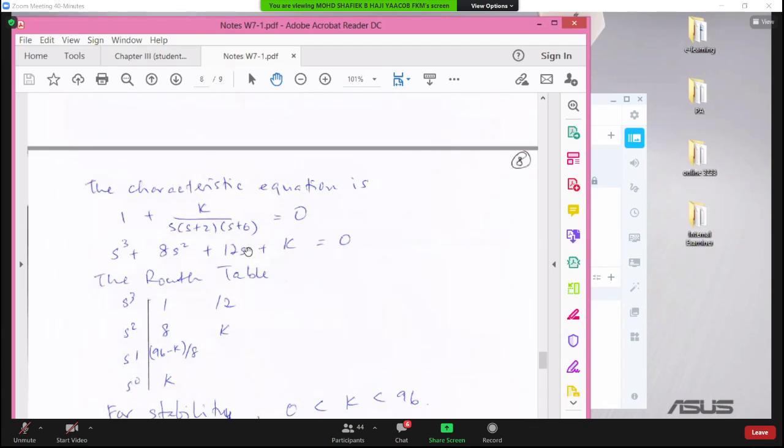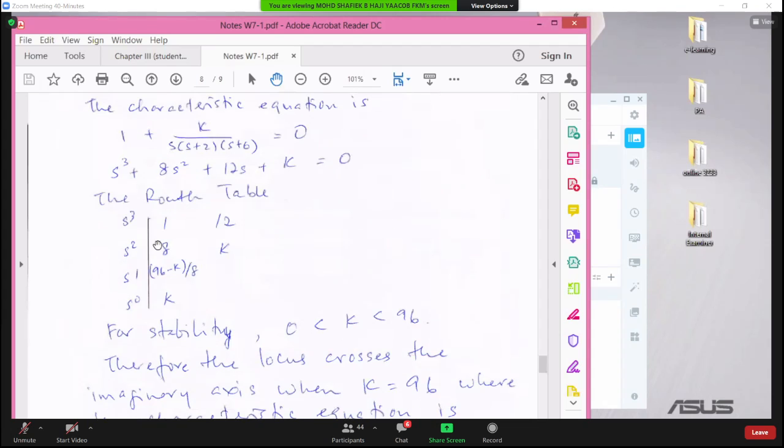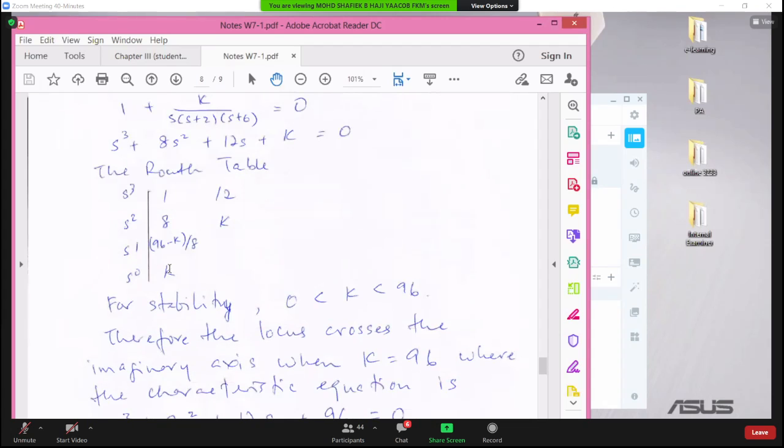This is the characteristic equation, 3rd order, and now you develop the Routh table. Fill in the first 2 rows using the coefficients of the polynomial. So there's 1 and 12. The second row, you go 8 and k, and then fill in the rest of the coefficients. Then for stability, you can determine the value of k, because you want all elements in the first column to be positive. Therefore, for stability, k must be between 0 and 96.